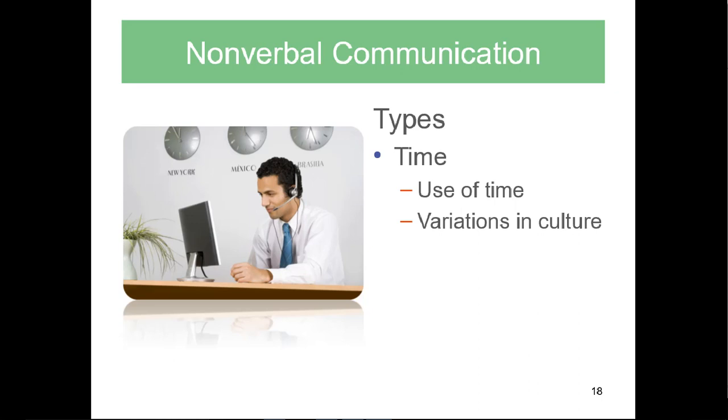Time. Your use of time, variations in cultural use of time. The United States is very monochronic. It's very much, as I said before, about one thing, then the next thing, the next thing. You look at, again, things like Mexico. Mexico's different. Doesn't view time exactly the way that we do, more polychronic.